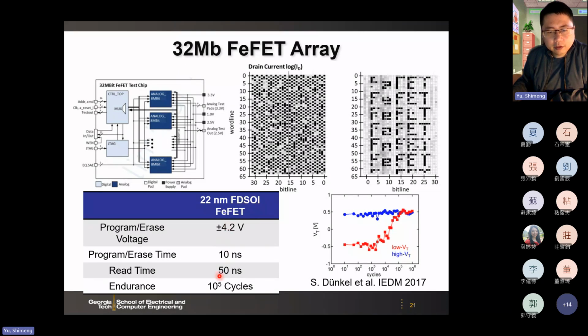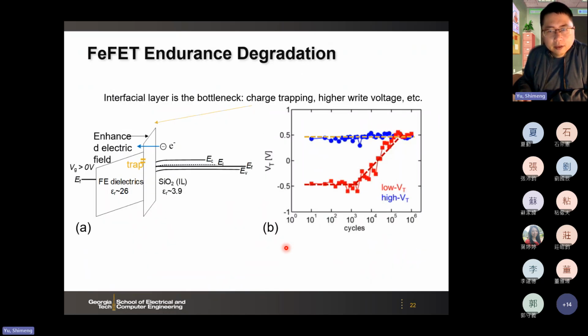And this is improved characteristics, especially the program time is much shorter, only 10 nanoseconds. But still the endurance is about in the power 5 cycles. And there's a fundamental challenge in the FeFET integration. I will talk about that later. So this is the mechanism why endurance got degraded in the FeFET.